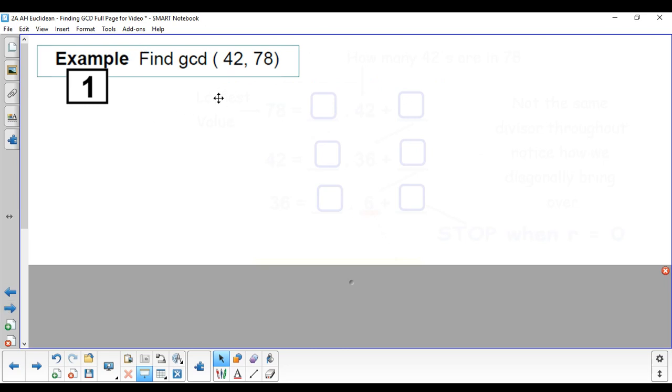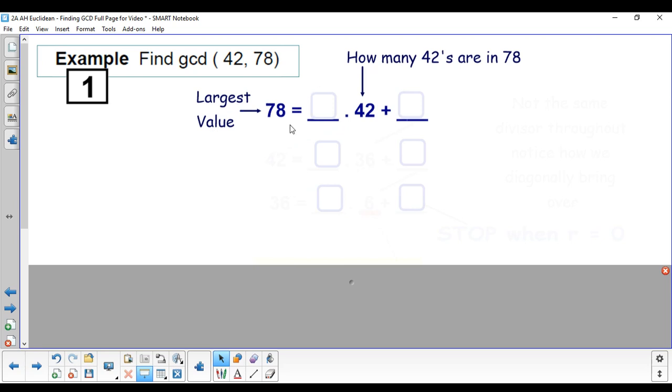So let's go back to the question, 42 and 78, and we set it up like the division algorithm before, but it's a little bit different. We always put the large number first, and we see how many 42s go into it. So you always have the largest value at the start on the left-hand side, and then how many 42s are in it is basically your divisor. So it's the same idea. You'll have 1 times 42 there, and you'll have 36 left over.